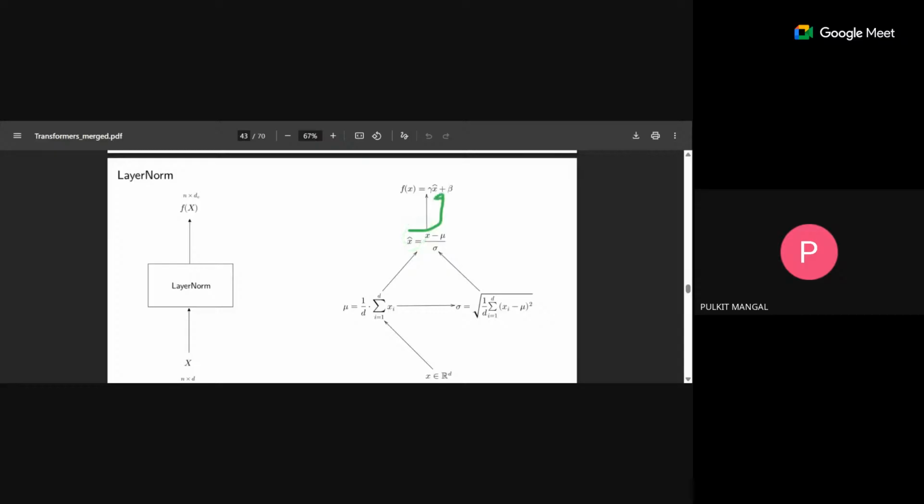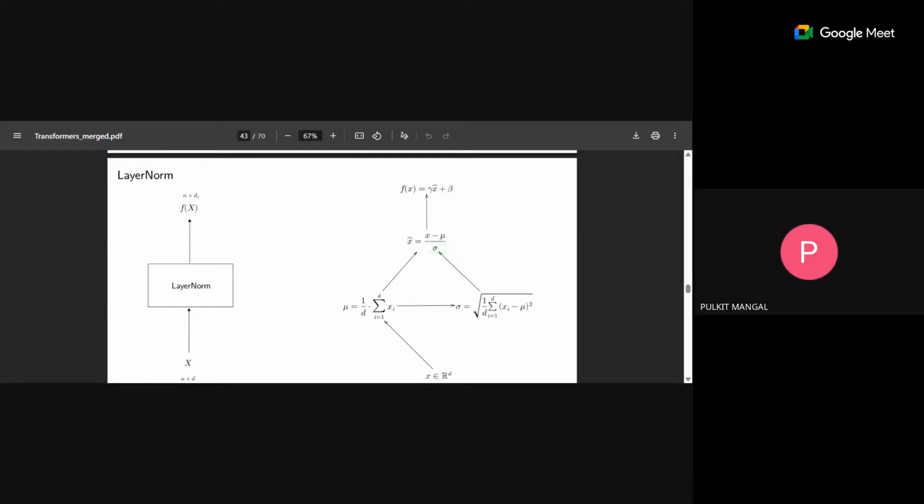That x hat is going to be multiplied by some gamma, and we add the beta to it. These are the learning parameters, the beta and the gamma. These are also learned during the training. The only difference between the batch normalization and the layer normalization is that in the batch normalization, the mean and the variance that you were calculating were across the batch.